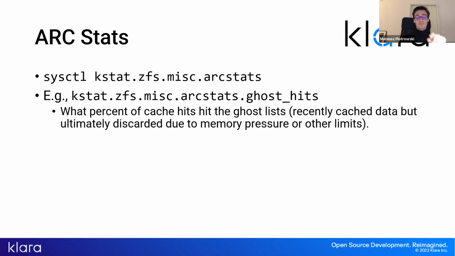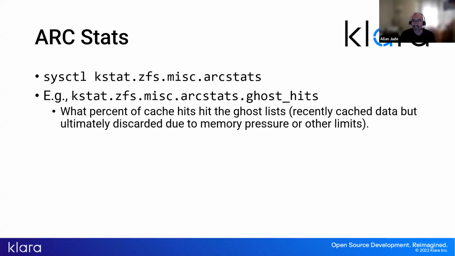So just to give you an example, one of my favorite ones are the ghost hits statistics. They tell you about the situations where you asked about a specific file in your cache or from your disk, and the file happened to be in the cache just a moment ago, but it was evicted because there was no space for it. So if you see a lot of ghost hits on your system, it probably means that your ARC will benefit from having more RAM. So it's a nice thing to monitor.